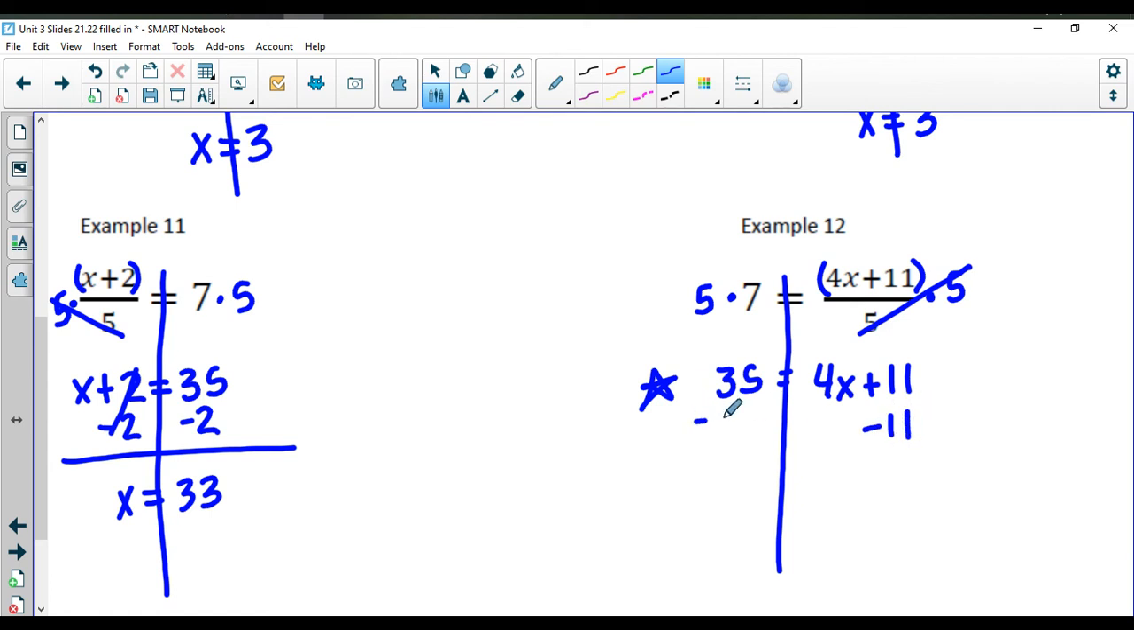You're going to subtract 11 from both sides. This will give you 24 equals 4x. Divide by 4 on both sides. So x is equal to 6 then.